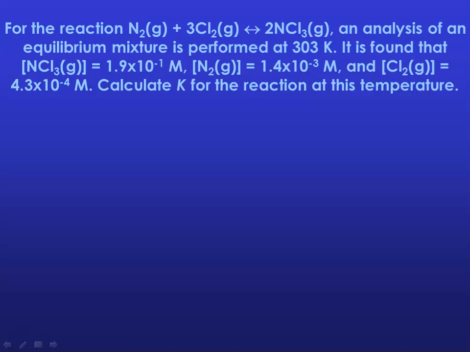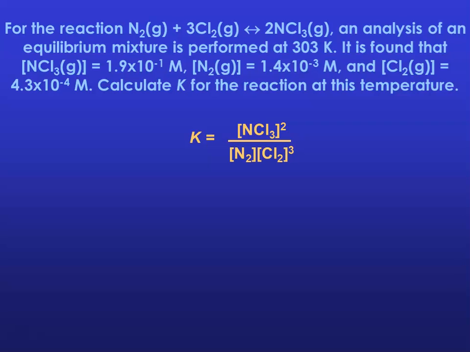So here we have a reaction where nitrogen and chlorine are making nitrogen trichloride, and we are told this mixture is at equilibrium. So all three concentrations that we are given are for the equilibrium concentrations of these gases, and we want to calculate what K is. So to calculate K, we need to write an expression for what K is equal to in terms of these reactants and products, which would be the concentration of NCl3 squared over the concentration of N2 and Cl2 cubed. Again, those exponents are based on their coefficients in the balanced equation, products always written over reactants.